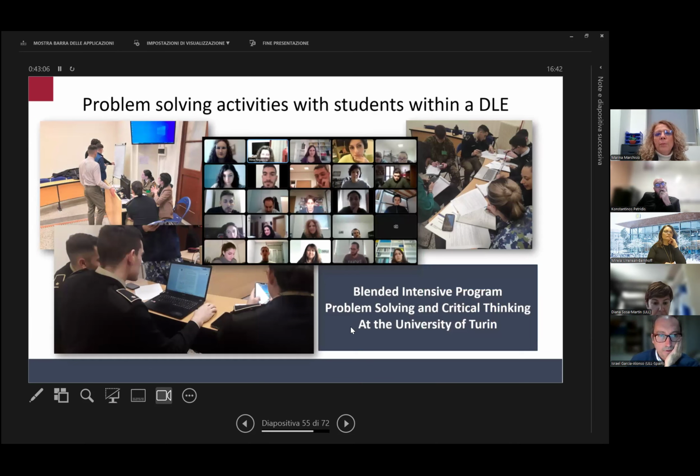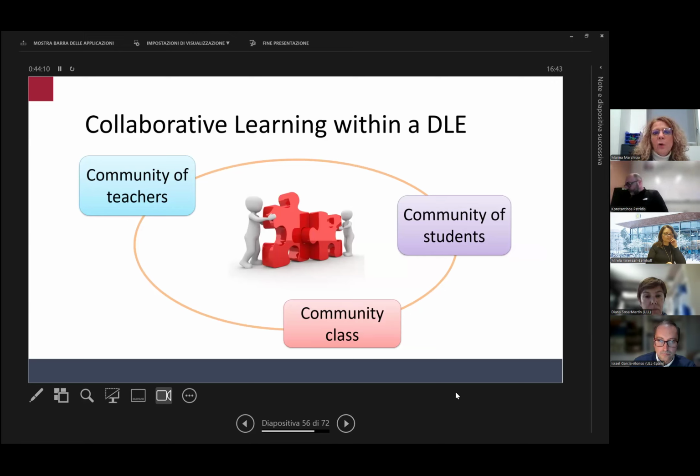We used a lot of problem solving, for instance, in a blended intensive program. You know that now we have these new short mobilities in the Erasmus Plus programs. And for instance, we developed this blended intensive program called Problem Solving and Critical Thinking, where we put students in courses of security and defense area. We put students from different universities together before for 2 weeks in an online phase together to solve real problems in the context of security and defense. And then in the residential phase they use always a digital learning environment in order to solve problems connected to a scenario.